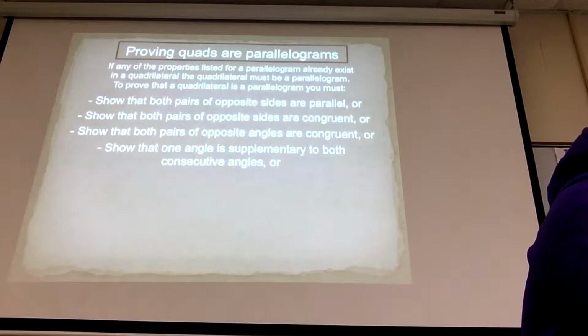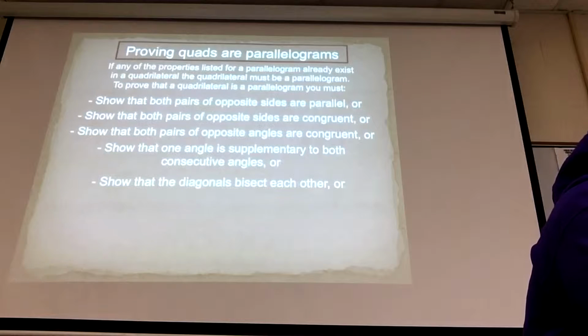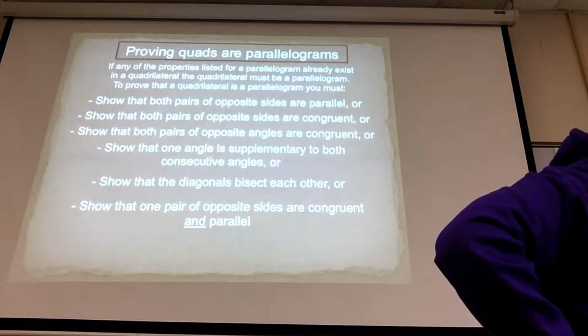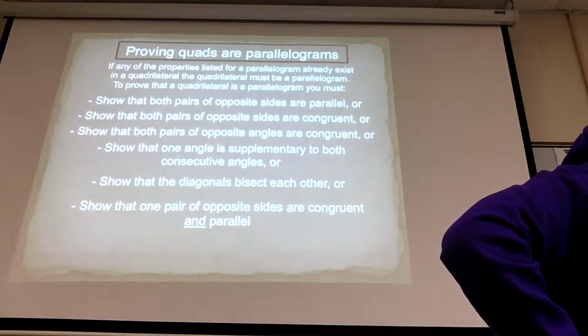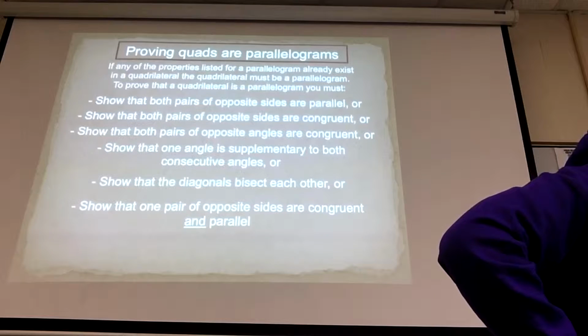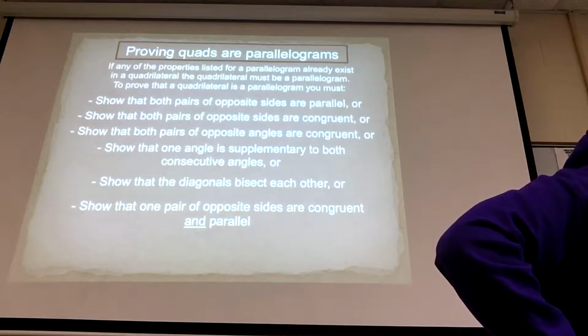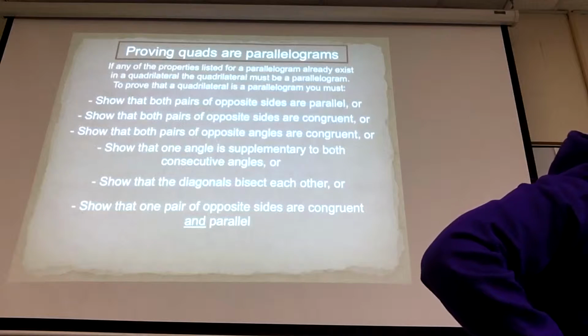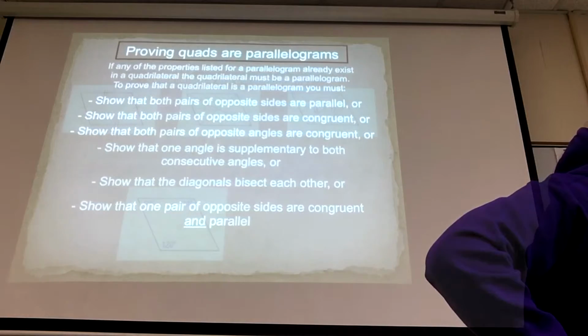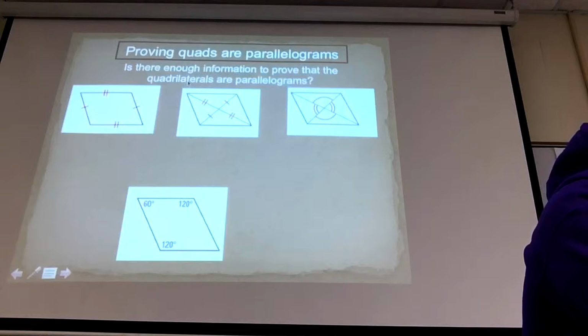All right, and then I guess this one works too. The diagonals bisecting each other. Again, that's both pairs because you have the diagonals split. The only thing on this list that's one pair is the very last one. But for that thing to work on that one pair of opposite sides, you have to have both a congruency mark and a parallel mark on them. Example of how that list would be utilized.